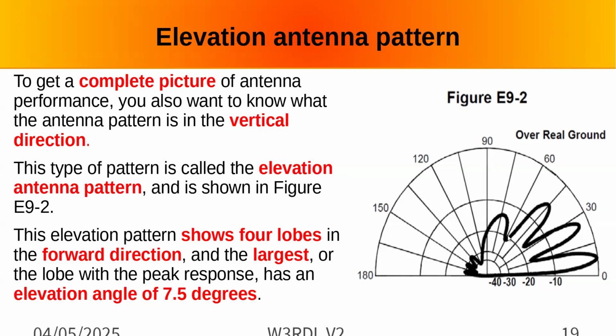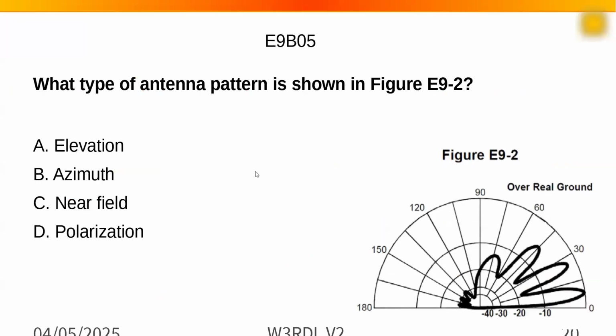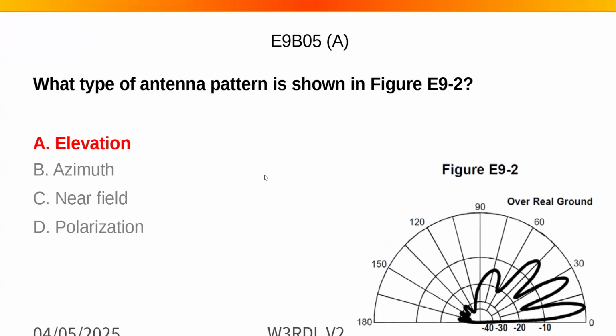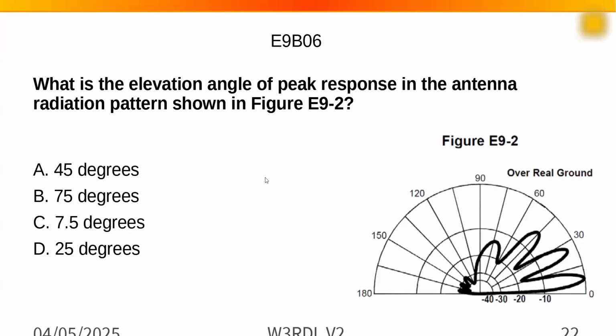In this case, you try to find the angle of the major lobe, okay, which is the lowest one. And since these are 15-degree lines, then that's about 7.5 degrees. So can we guess what this question is? No, because that black box is there. I'm cheating, you know. What's the elevation angle of peak response in the antenna radiation pattern?